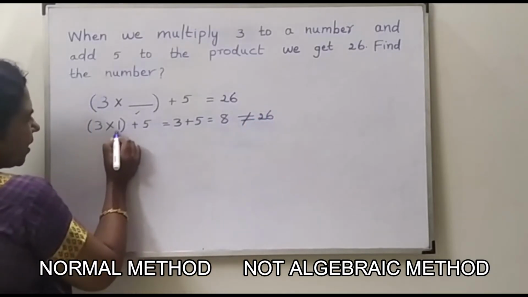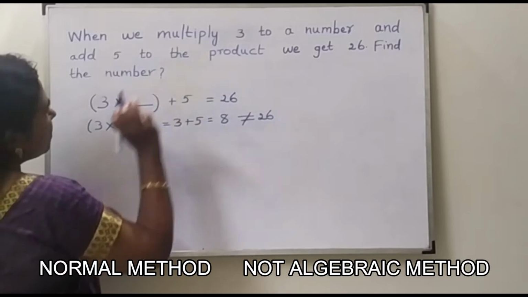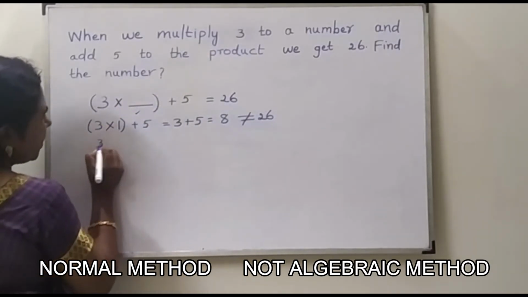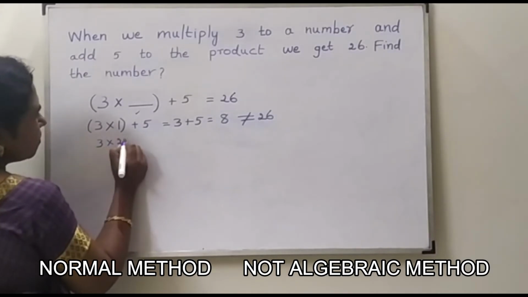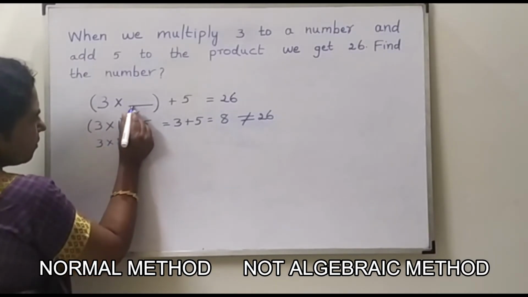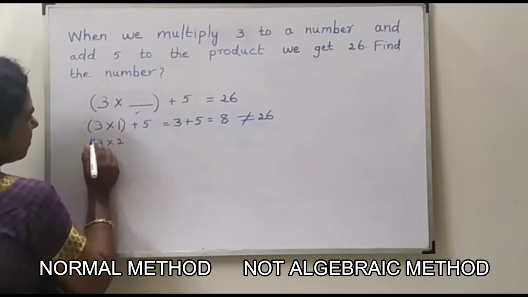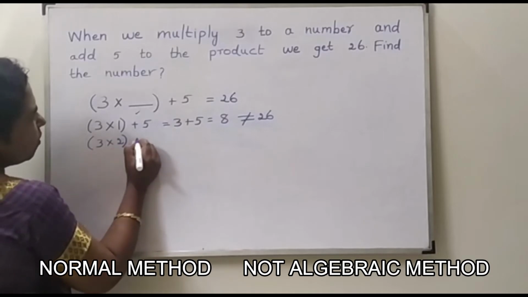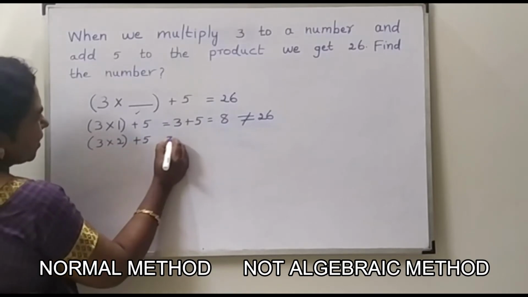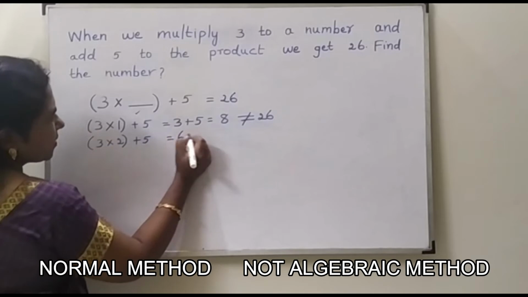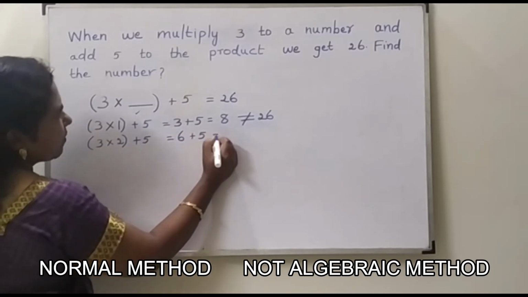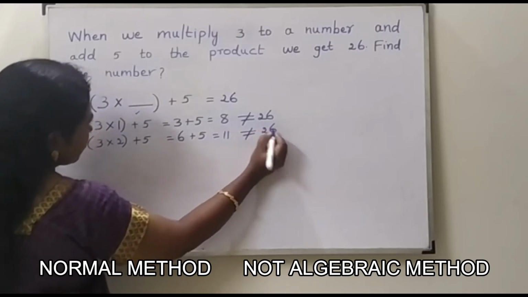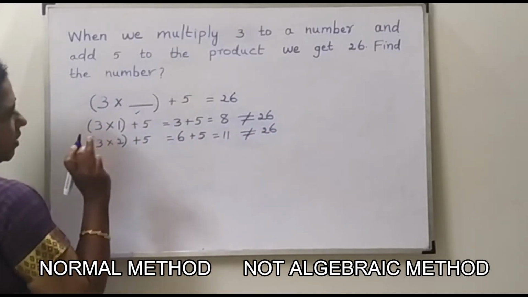So this one is not the answer. It is not the unknown number. Now we will go for the next option, that is 3 into 2. We are using 2 in this place, just checking whether we are getting the answer 26. So 3 into 2 plus 5 is equal to 2 3s are 6 plus 5, which is equal to 11. This is also not equal to 26. So 2 is also not the answer.